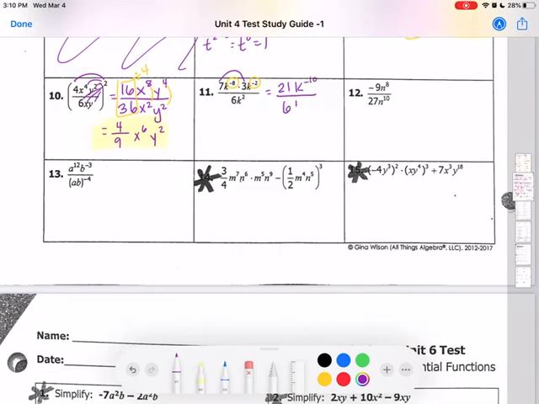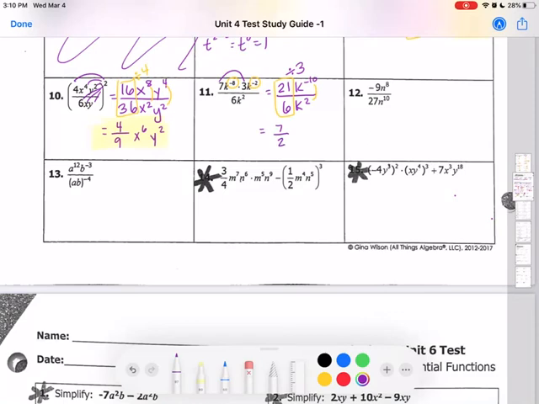On the bottom, I still have 6k squared. To simplify, I'm going to find a common factor between my coefficients, and I'm going to subtract my exponents. So 21 and 6 can both be divided by 3. When I divide 21 by 3, I get 7. 6 divided by 3 is 2.